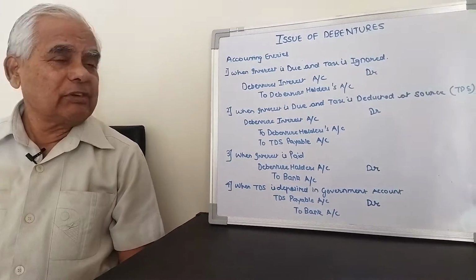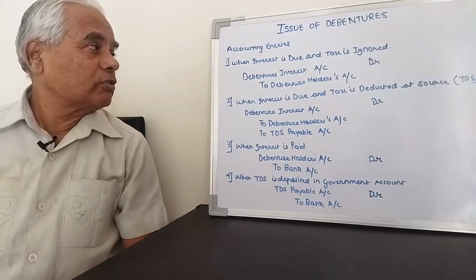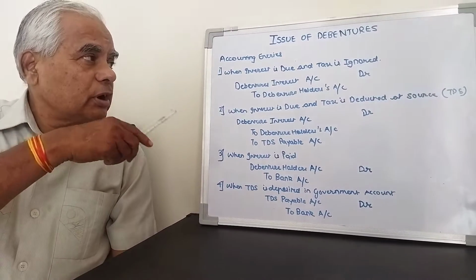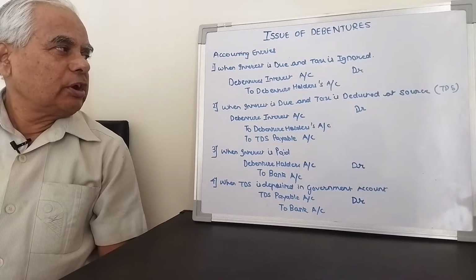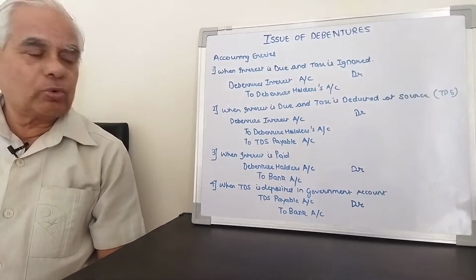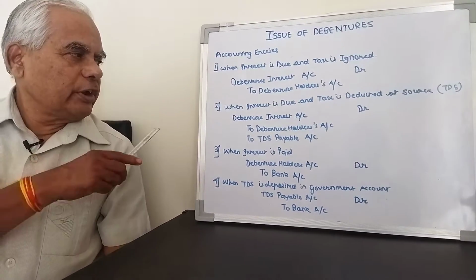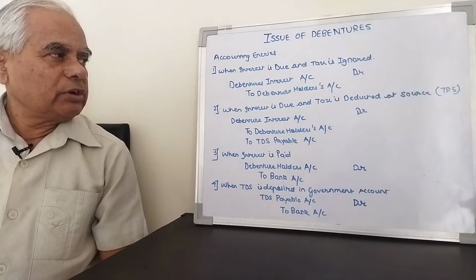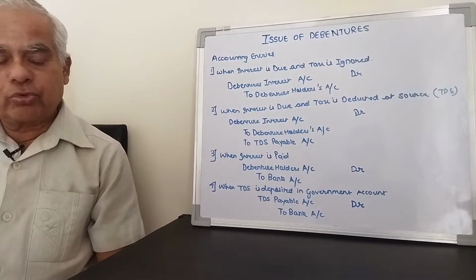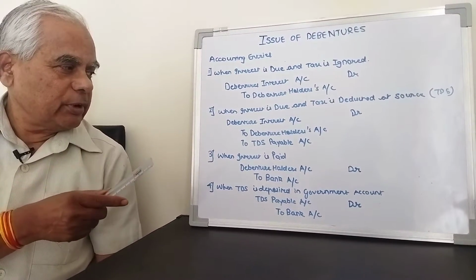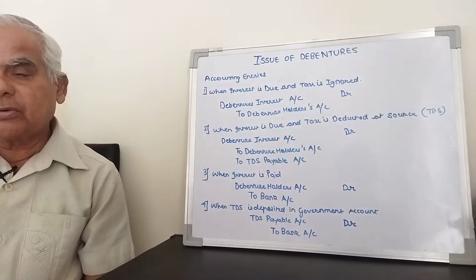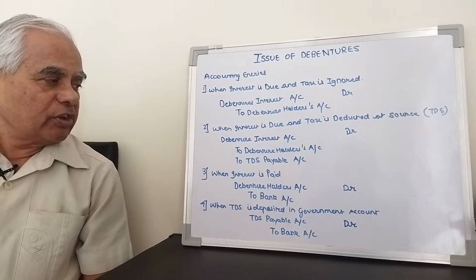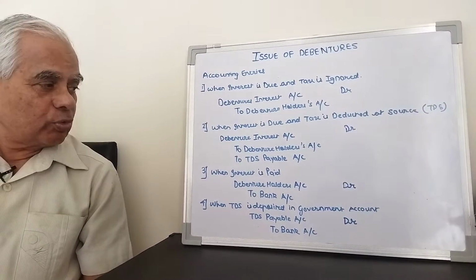But first entry we try to see ignoring the tax. When interest due and tax is ignored: debenture interest account debit to debenture holder account. Second entry, interest due and tax deducted at source: debenture interest account debit to debenture holder account, to TDS, tax deducted at source, payable.